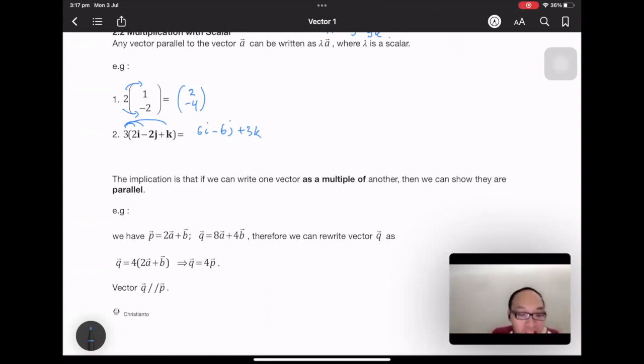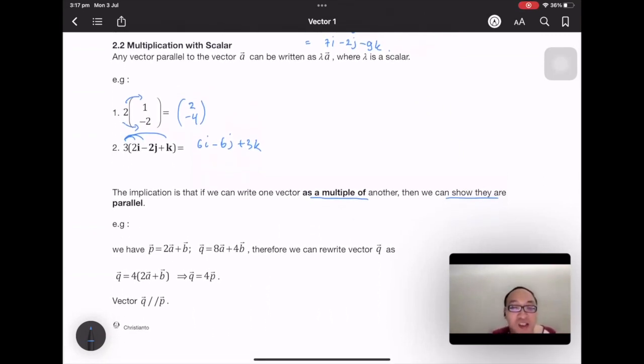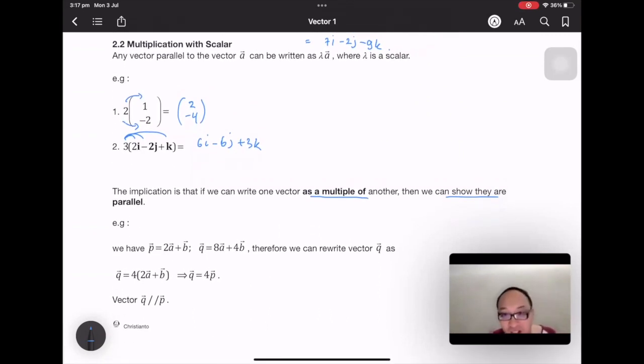The implication is that if we can write one vector as a multiple of another vector, that means we can show that they are parallel vectors. From the multiplication of a scalar with a vector, we can say two vectors are parallel if we can express one vector as a scalar multiplication of another vector.